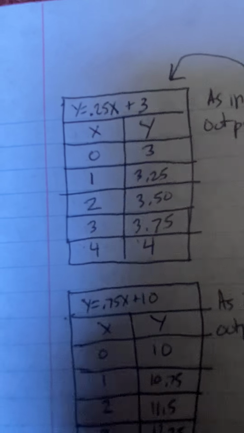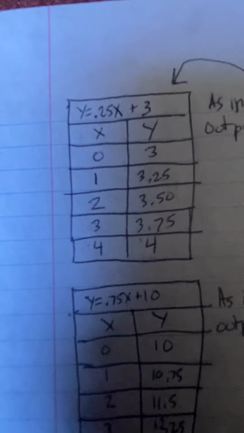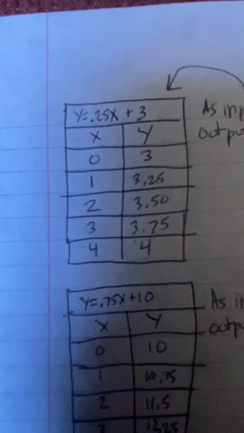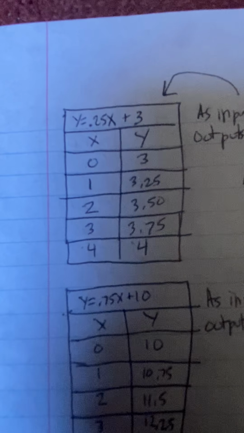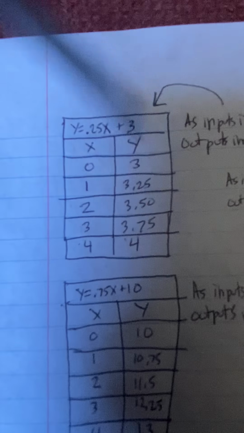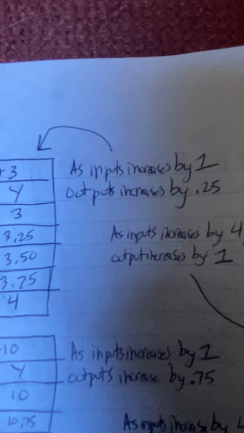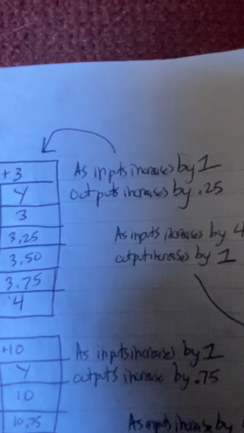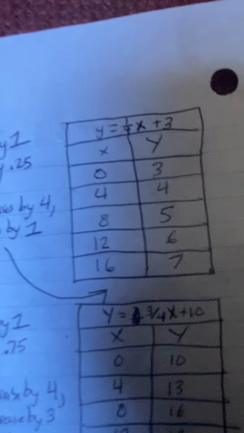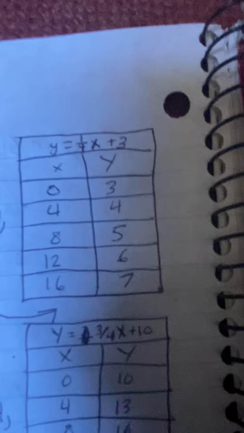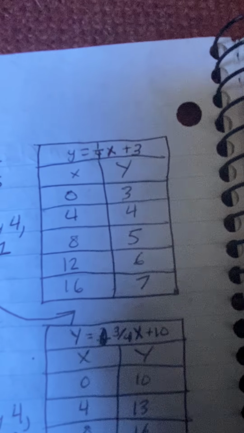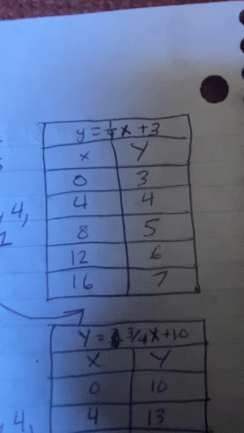So over here, the inputs are increasing by 1, like we've been seeing. 0, 1, 2, 3, 4. And so the outputs are increasing by 0.25 because that's what the slope is. The slope is 0.25. So we go 3, 3.25, 3.5. And verbally, we would say as the inputs increase by 1, the outputs increase by 0.25. Now, looking at it in a fraction slope form, we know that 0.25 is also 1 divided by 4. So we can say the equation's also y equals 1/4 x plus 3.